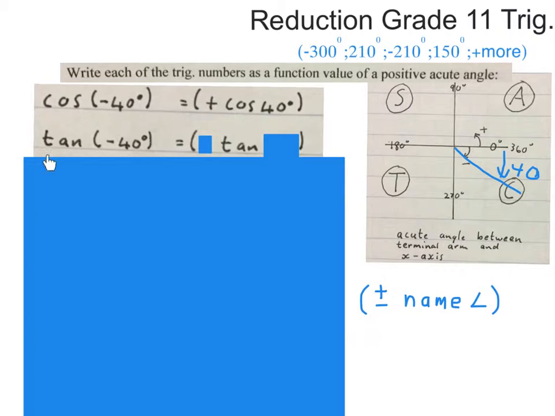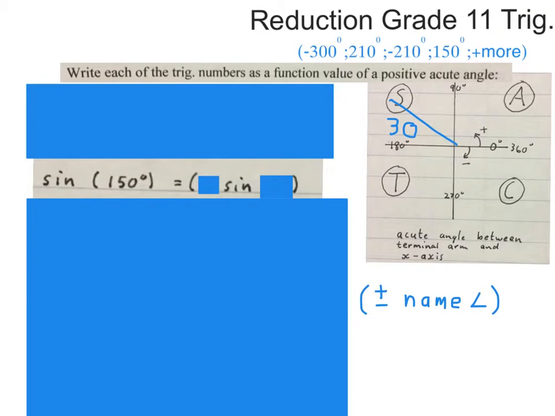The next one, we've got tan minus 40 degrees. Again, my terminal arm would move minus 40 degrees in this direction. Then I ask, my acute angle between the terminal arm and the x-axis will be 40 degrees, back to the x-axis. That I will write over here. I will keep my name. Then I check I'm in this quadrant, that's where minus 40 lies. I see there's a C. I've got a T over here, that means my tan must be negative. My final answer is then minus tan 40 degrees.